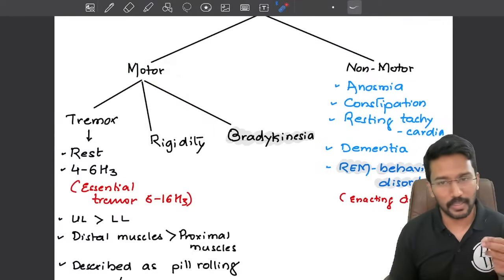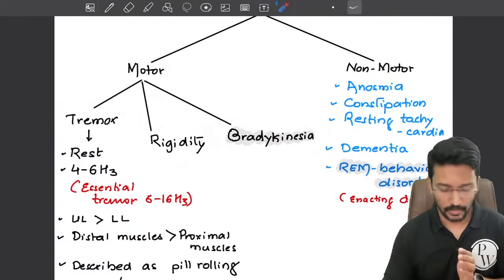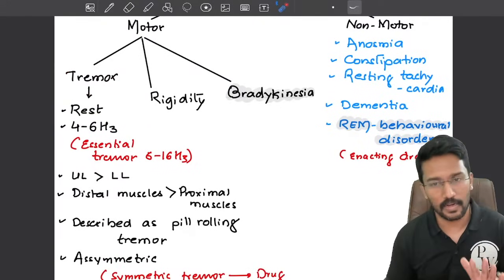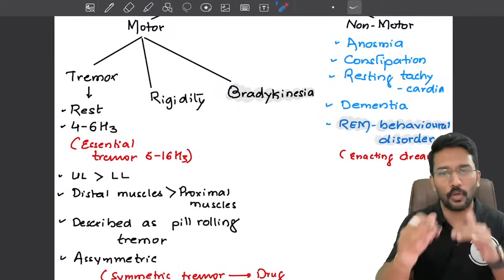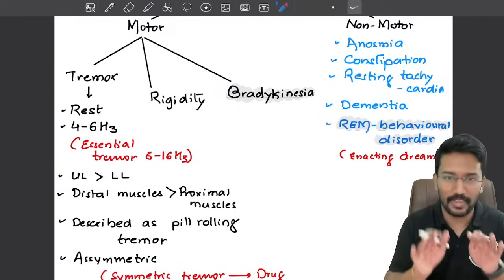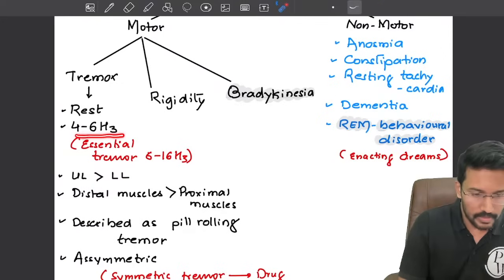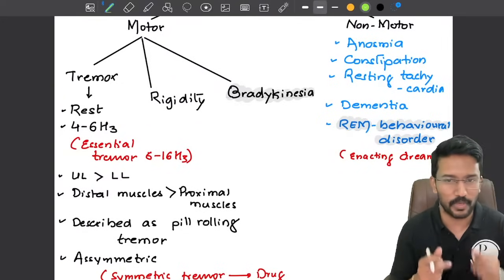Cardinal symptoms are nothing but tremor, rigidity, bradykinesia, right? Now the tremor in Parkinson disease is a tremor which is present at rest, which generally decreases on movement. So at rest it is present, it decreases on the movement. The tremor has relatively low frequency, 4 to 6 hertz. That means 4 to 6 tremor movements per second.